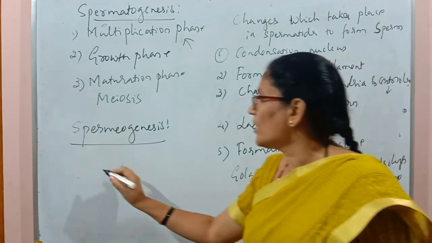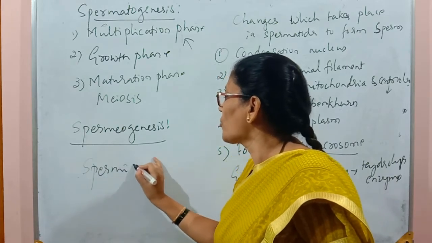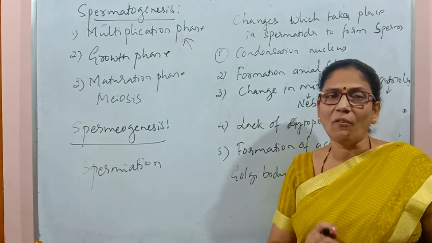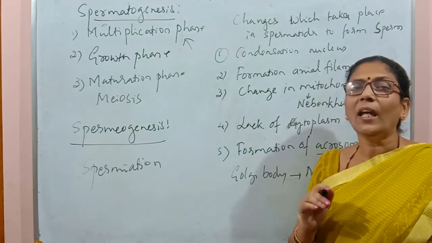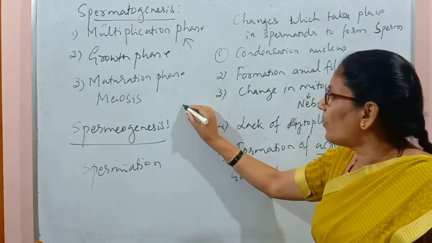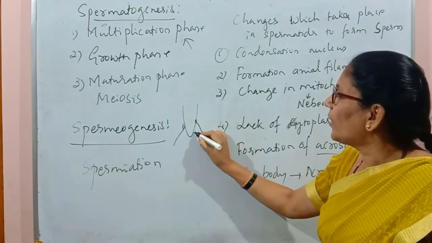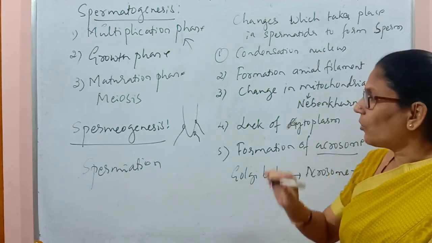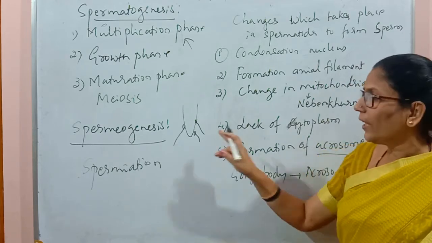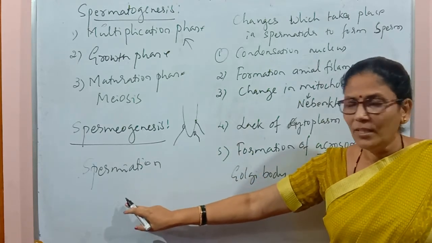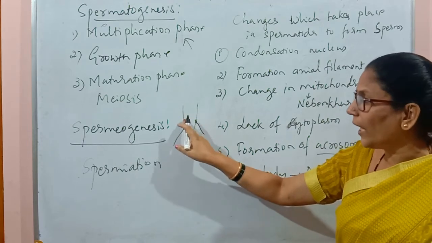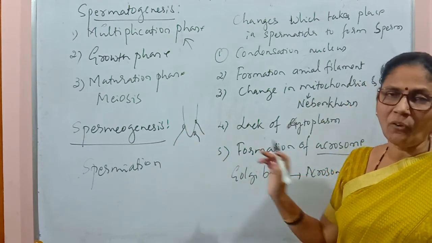The next process we call spermiation. This is another technical term. Spermiation is the release of completely mature sperms from the head of the Sertoli cells. During development, sperms are attached to the head of the Sertoli cells. After complete development, they are released into the lumen of the seminiferous tubules, and that process is called spermiation.